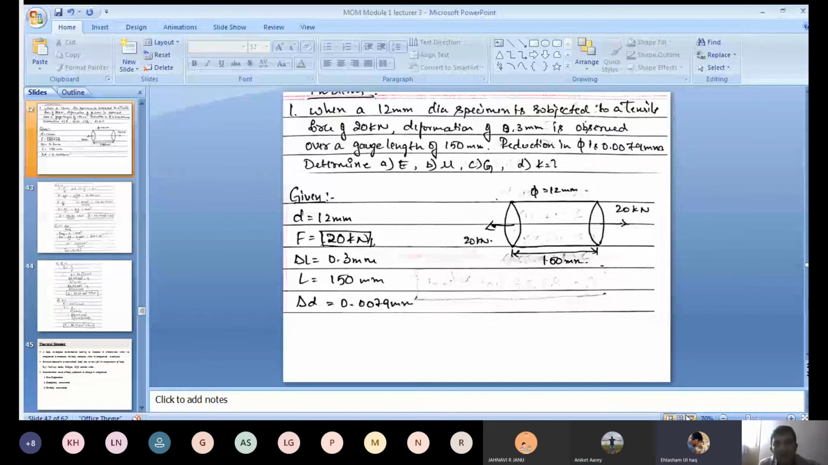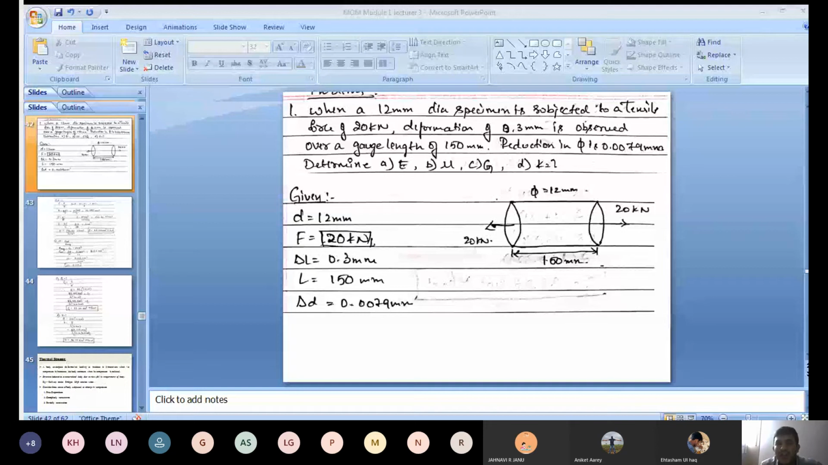Now see the problem. A 12 mm diameter specimen is subjected to a tensile force of 20 kilonewton. A deformation of 0.3 mm is observed over a gauge length of 150 mm. Reduction in diameter is 0.0079 mm. Determine first Young's modulus, second Poisson ratio, third shear modulus, and fourth bulk modulus.